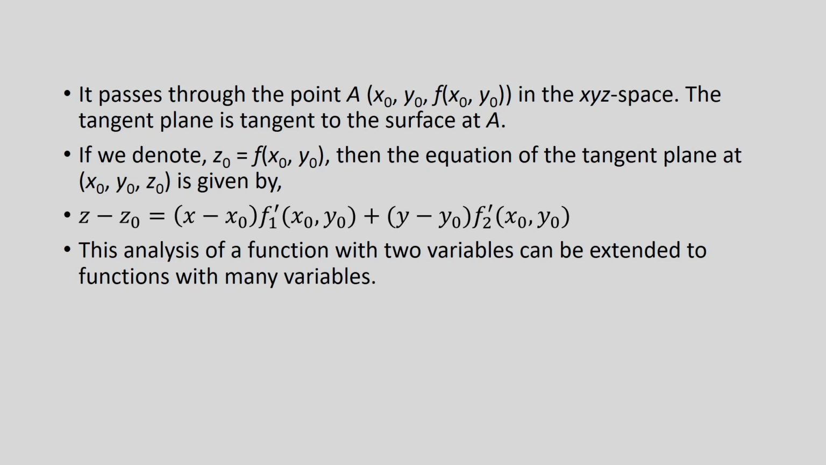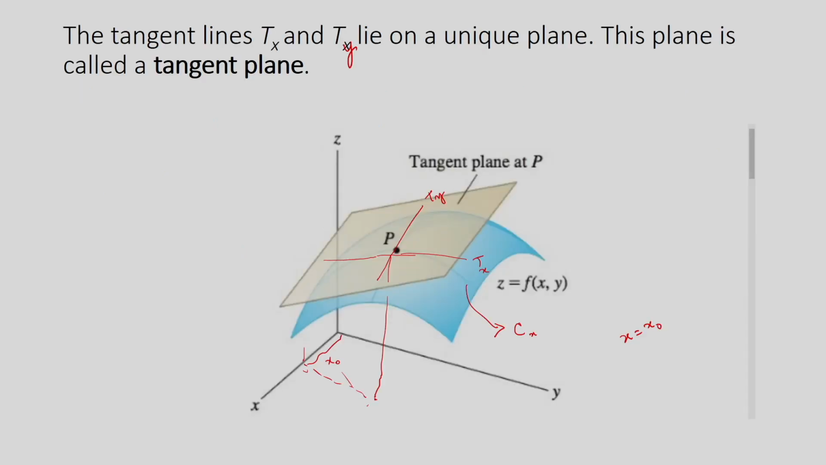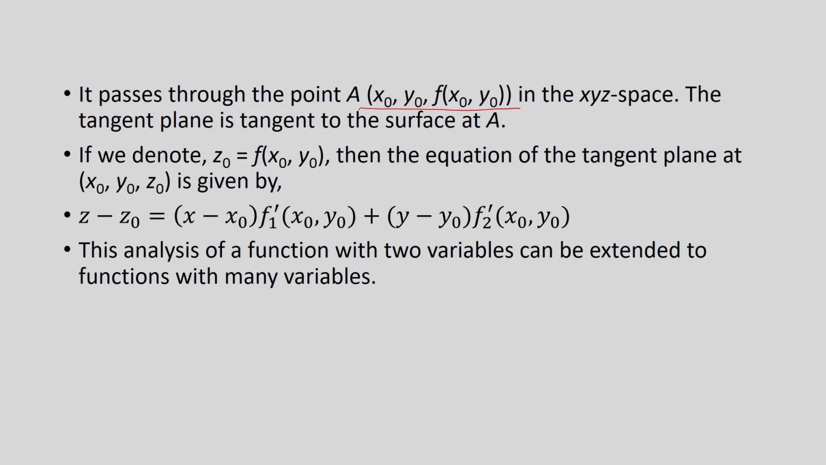So, this tangent plane passes through the point A, x 0 y 0 f of x 0 y 0, in the x y z space that we have seen, right. It passes through this point P, which we are calling A in our text. The tangent plane is tangent to the surface at this point capital A. If we denote z 0 is equal to f of x 0 y 0, then the equation of the tangent plane at x 0 y 0 z 0 is given by this. So, this is the equation of the tangent plane.